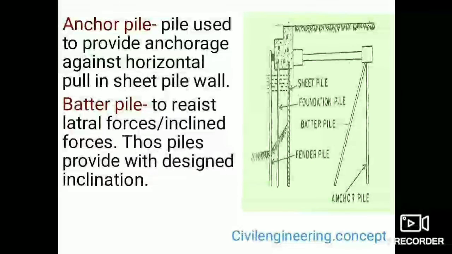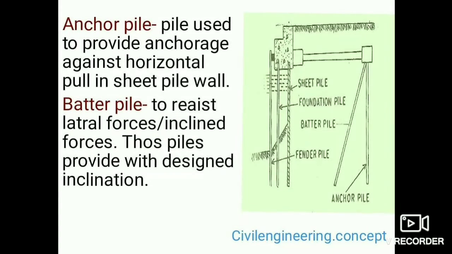Then another type is the anchor pile or batter pile. Anchor pile is the pile used to provide anchorage against horizontal pull in a sheet pile wall. A practical application of the anchor pile is to resist landsliding, and batter pile is to resist lateral, inclined force. Those piles are provided with the designed inclination.